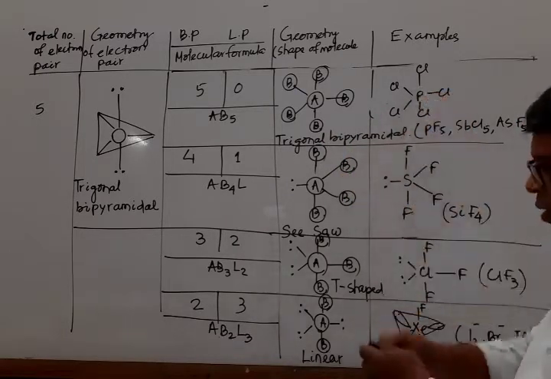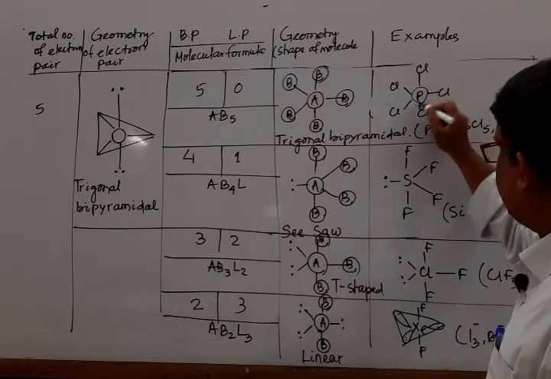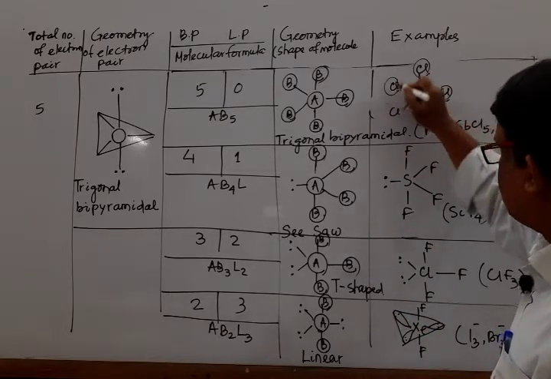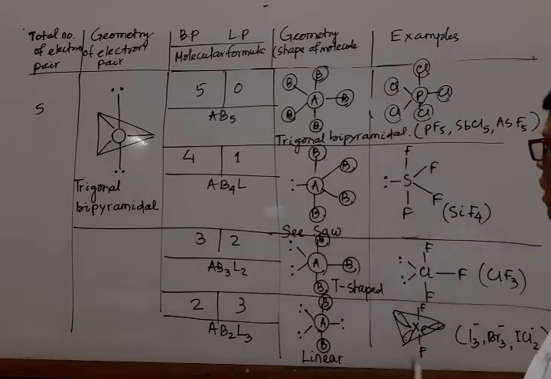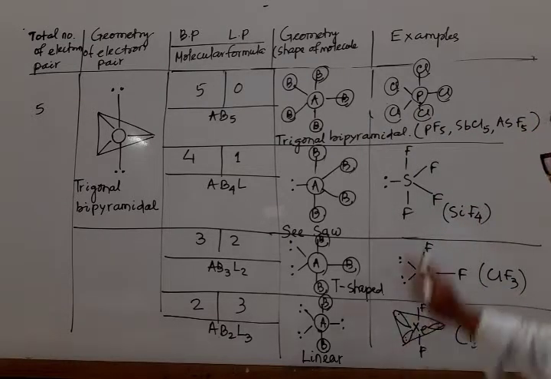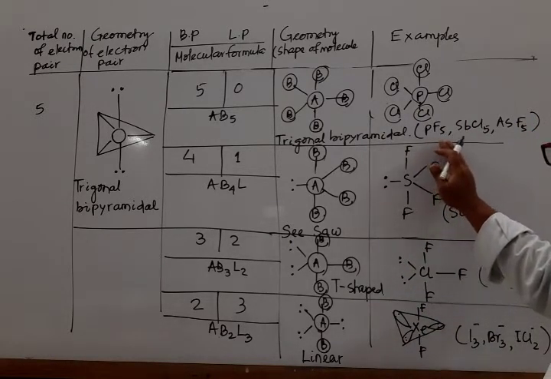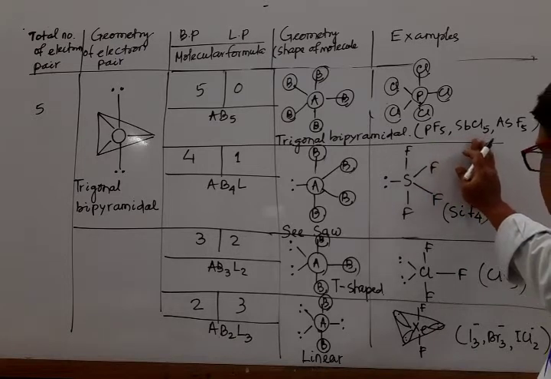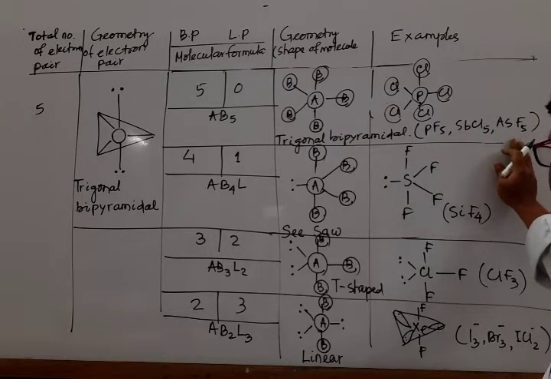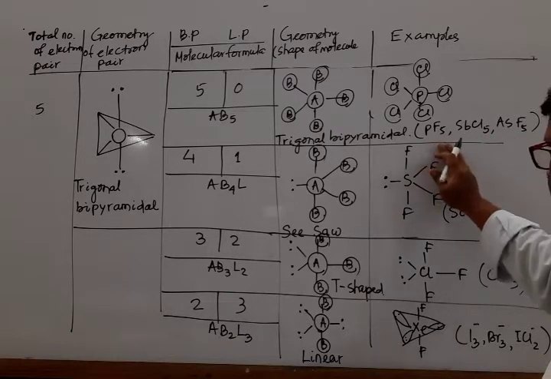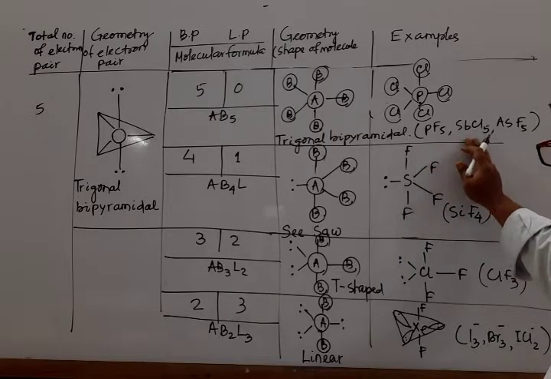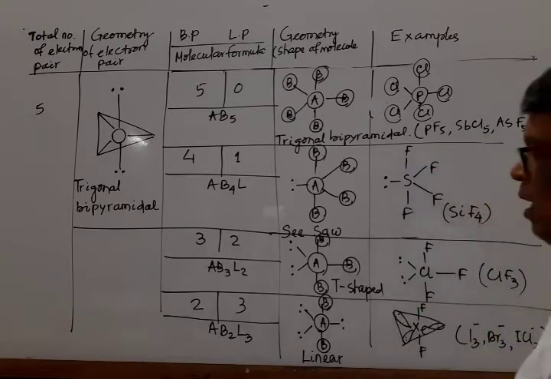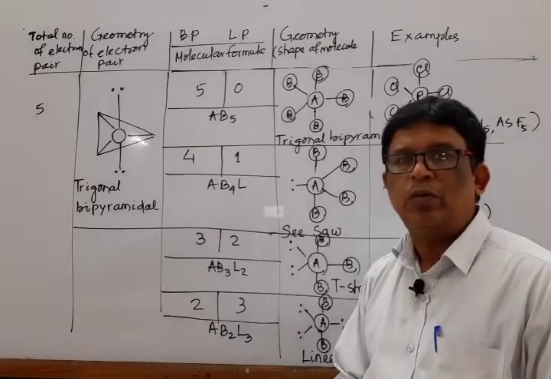P is known as the central atom and chlorine is known as the outer atom. Other examples like this one are PF5, SbCl5, AsF5: phosphorus pentafluoride, antimony pentachloride, arsenic pentafluoride. Next, move to case 2.